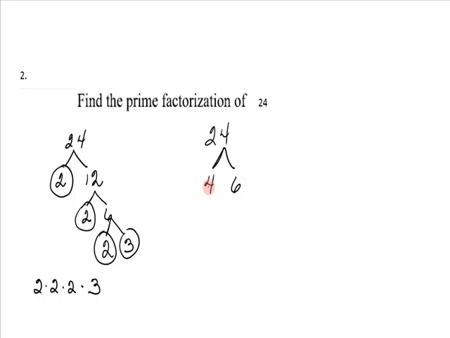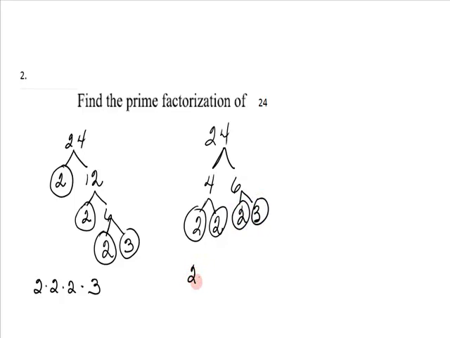But 4 is not a prime and 6 is not a prime. And if you're not a prime, you're composite, so let's get another pair of factors. 4, how can I get 4? 2 times 2. Okay, those are both primes. 6 is not prime, it's composite, and it's 2 times 3.